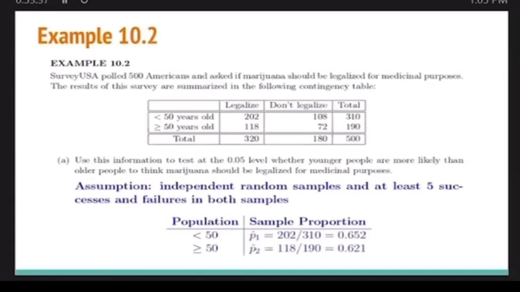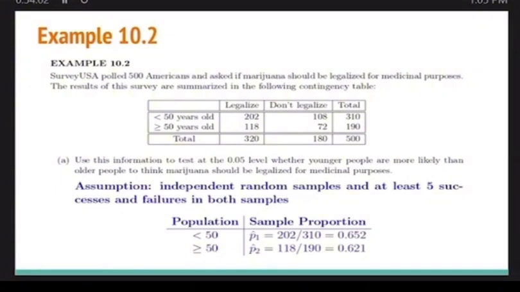Okay, Survey USA polled 500 Americans and asked if marijuana should be legalized for medicinal purposes. The results of this survey are summarized in the contingency table. Use this information to test at the 0.05 level whether younger people are more likely than older people to think marijuana should be legalized for medicinal purposes.